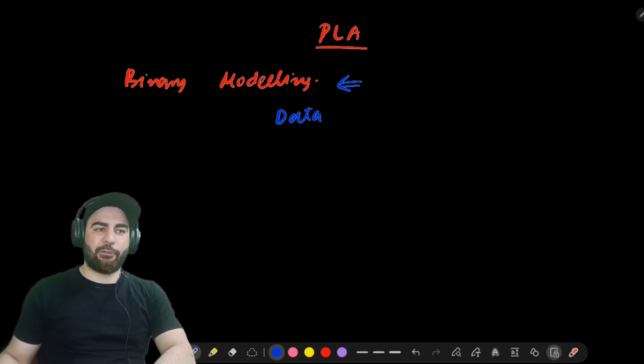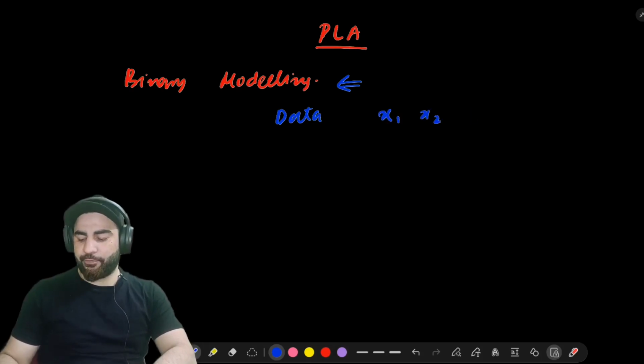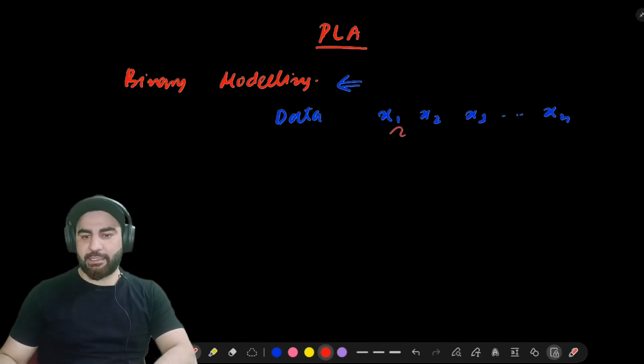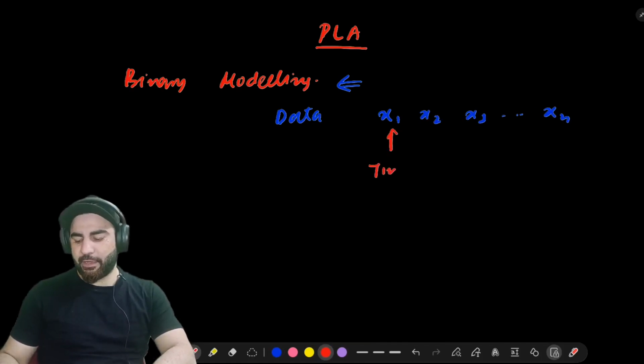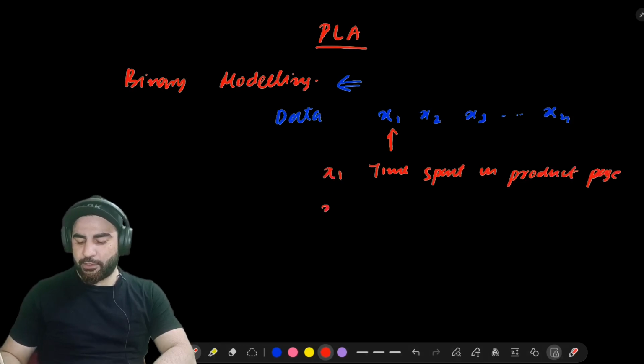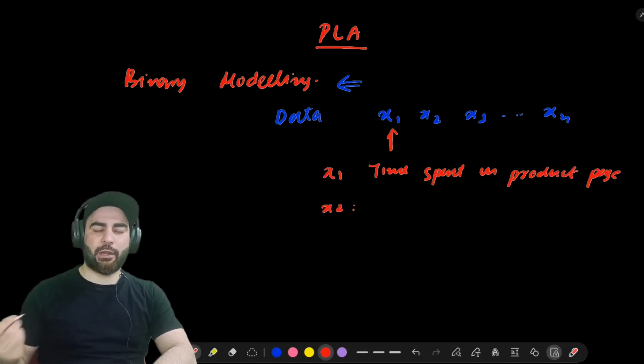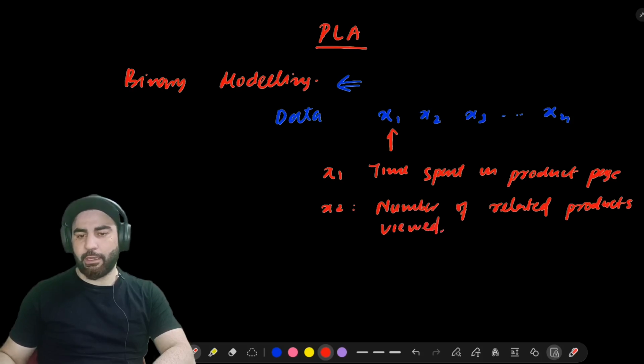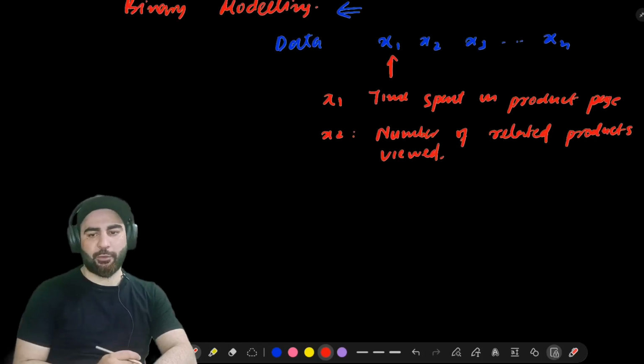So in that data, we'll have a lot of features: x1, x2, x3 till xn. Say I'll just name a few. The first feature, x1, is time spent on the product page. Similarly, x2 can be the number of related products viewed. And similarly, x3 is the average customer purchase history.